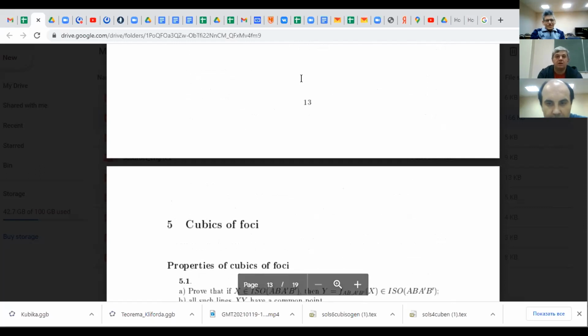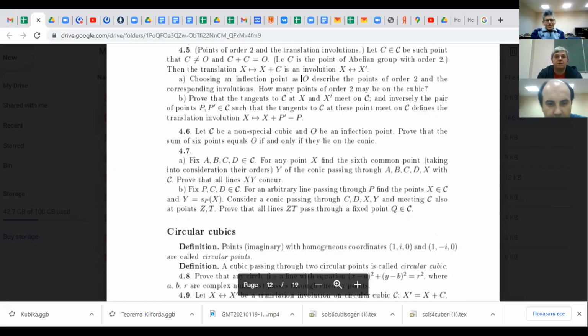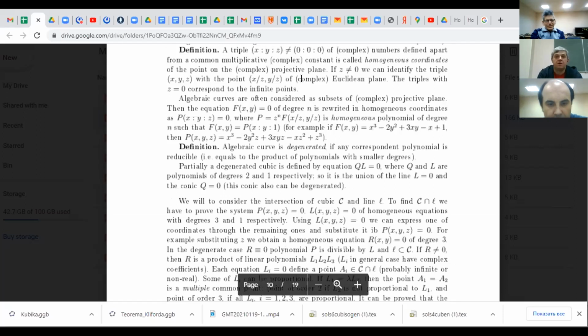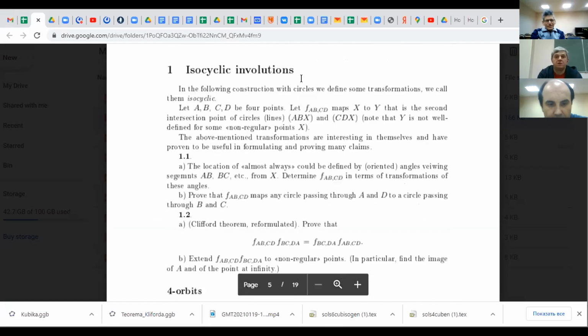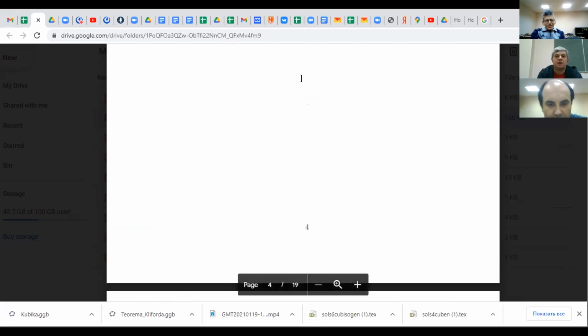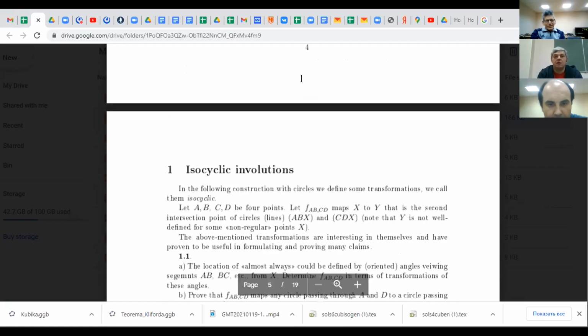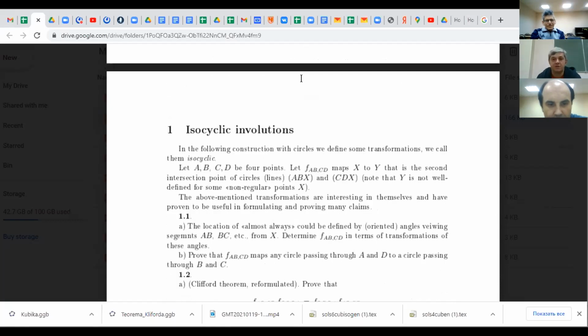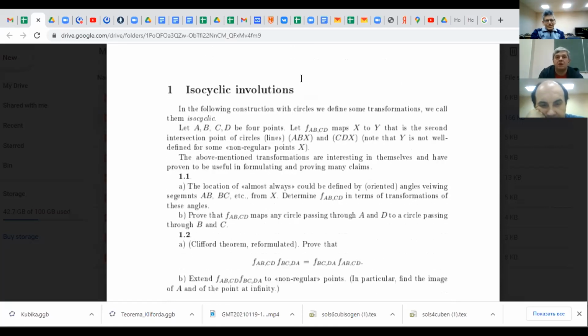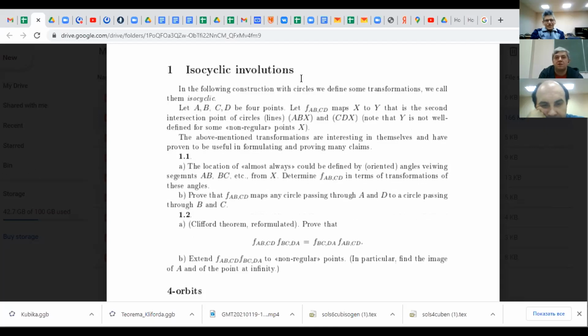Okay, next return to the beginning. So part number 0 is about isogonal conjugates and polygons. Next, we introduce interesting transformations, and I'll try to show how they work.